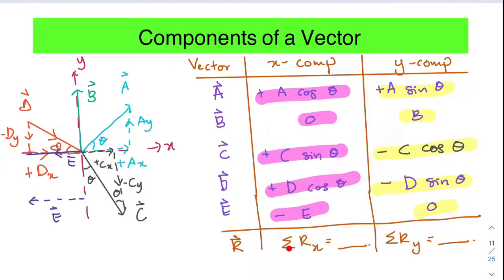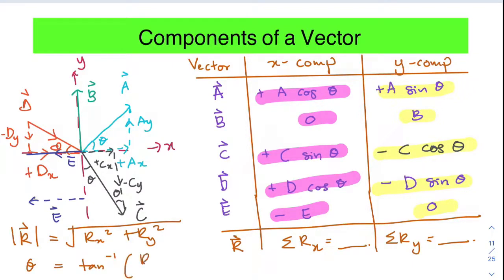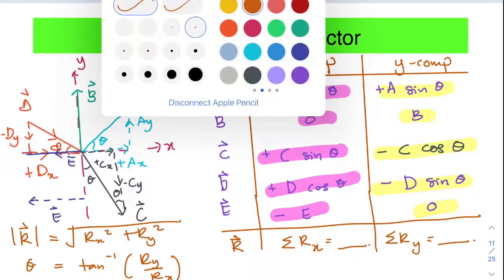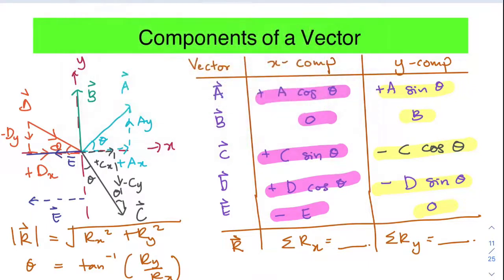Then next step, what should you do? This is in terms of components. You need to do another step: the magnitude of your R, by using Pythagoras. Then the direction: inverse tangent of Ry over Rx. This is what you should do. The first step, resolve. Second step, table. Third step, magnitude calculation. Fourth one is the direction.